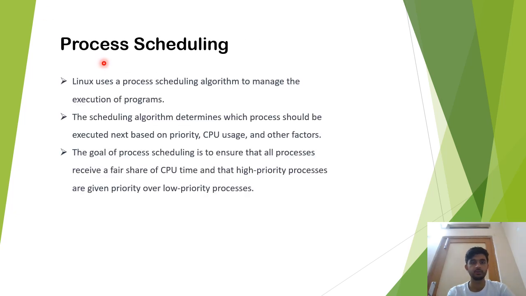First is process scheduling. Linux uses a process scheduling algorithm to manage the execution of programs. The scheduling algorithm determines which process should be executed next based on priority, CPU usage, and other factors. The goal of it is to ensure that all processes receive a fair share of CPU time, and that high priority processes are given priority over low priority processes.